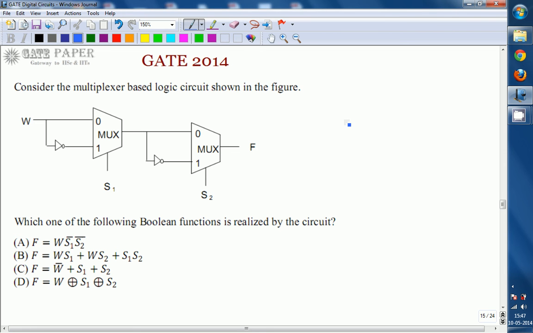Hello, we are discussing the GATE 2014 ECE paper, and the topic is related to digital circuits. Consider the multiplexer based logic circuit diagram shown in the figure. Which one of the following Boolean functions is realized by the circuit? So what is the output function f?